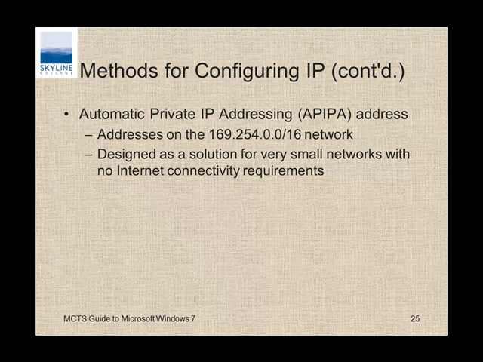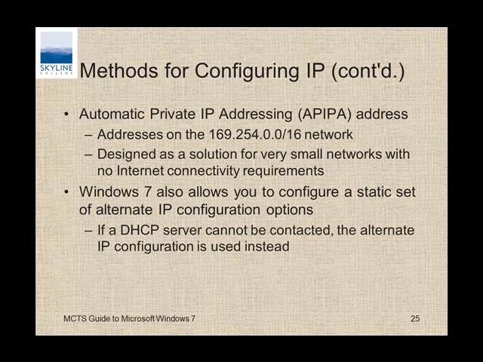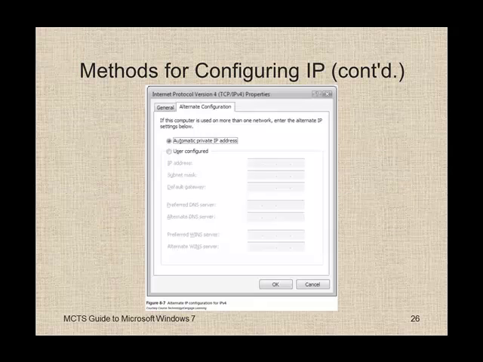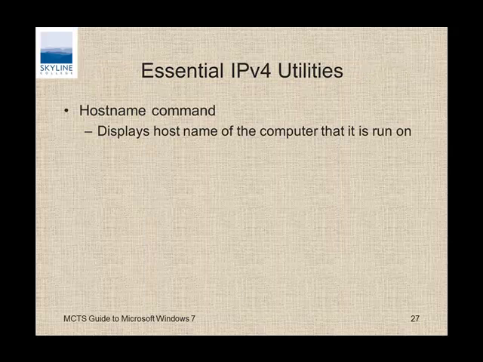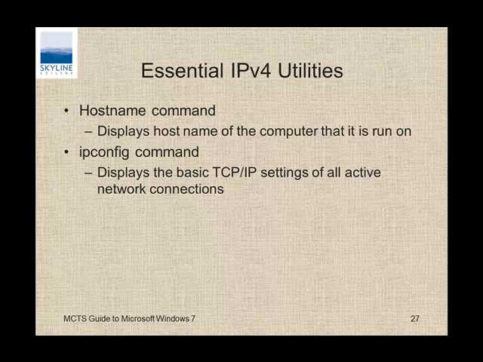DHCP, we've done all of that, right? 169.254, see, we've already done all these slides. Configure to static. The hazard for static is that nobody ever makes a typo, do they? Automatic private, see, this is the alternate configuration. The default is APIPA, which is the 169.254. The user configured option is where you put in your own address. So all you really do in the alternate configuration is change it from the APIPA address to an automatic private IP address that you configure. The hostname command displays the host name.